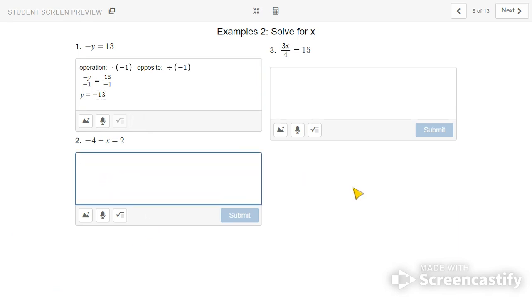Let's do another one. -4 plus x. What's going on? The operation we have here is subtract 4. The opposite of subtracting 4 is to add 4. Okay, I'm going to add 4 to both sides. And I collect the like terms on the left side. -4 plus 4. I just have x left. On the right side, we have 6.